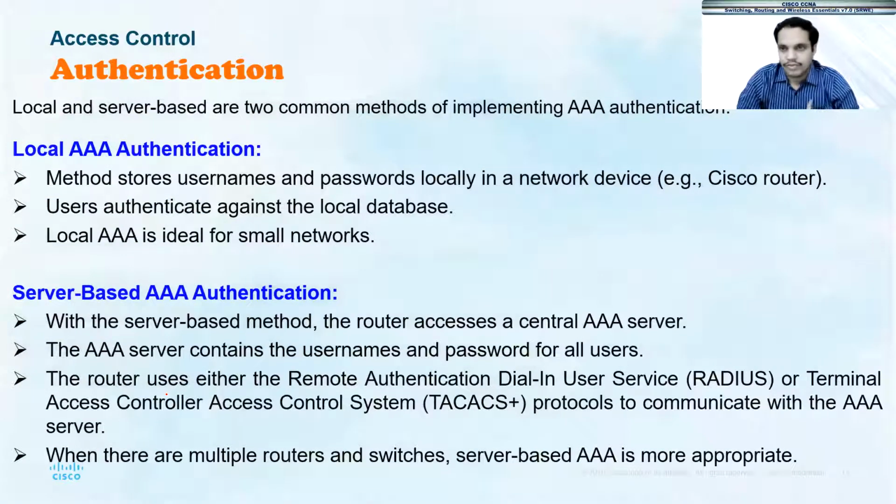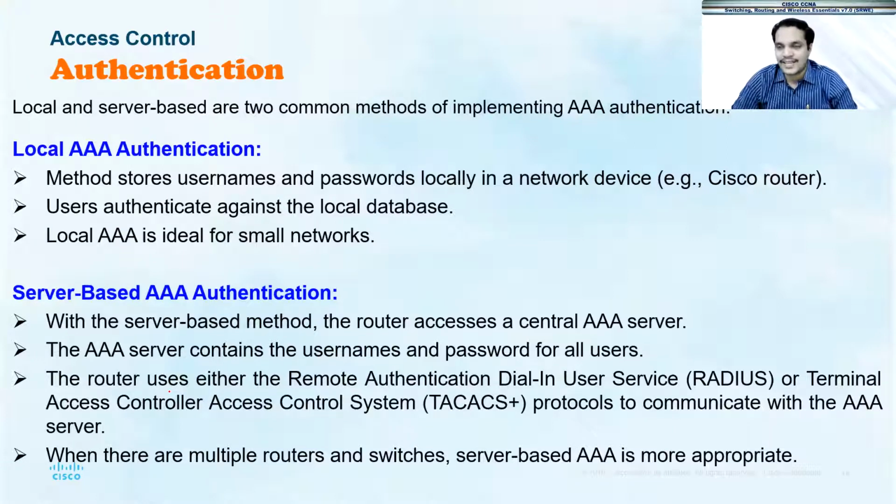Okay. So first, let us start with authentication. As I just told you, there are two ways of doing it. One is the local AAA authentication. The other one is the server-based AAA authentication. In local-based authentication, all the usernames and passwords are locally stored on a network device. Usually it's the router. When users try to enter, they submit their username and password to the local database. And if the username and password match what is inside, they get access. This method is easy to implement, but it only suits smaller networks where there are a few users.